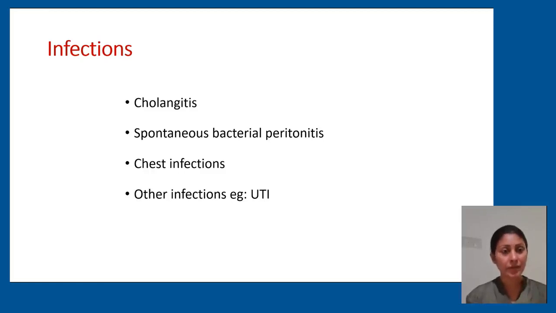The next complication I would like to discuss is infections. There are liver-specific infections like cholangitis or spontaneous bacterial peritonitis, and sometimes chest infections are quite commonly seen in children with liver disease. One of the reasons is they get shallow breaths because they have a full tummy due to hepatosplenomegaly, organomegaly and ascites, and they are anyway immunosuppressed. Their immunoglobulins are low and they get recurrent infections and nutrition is compromised. So they are vulnerable to get various types of infections.